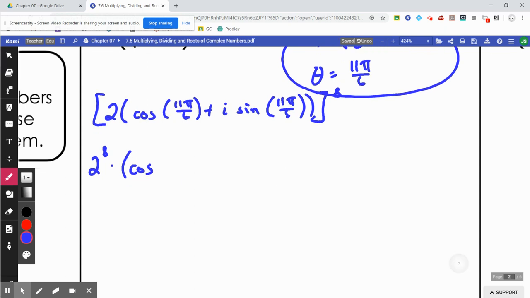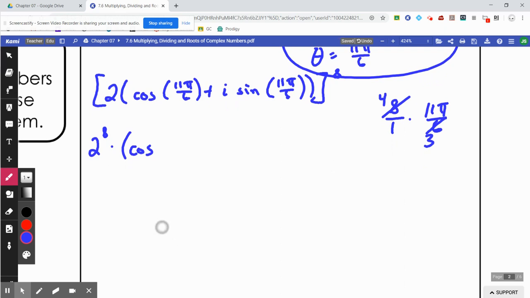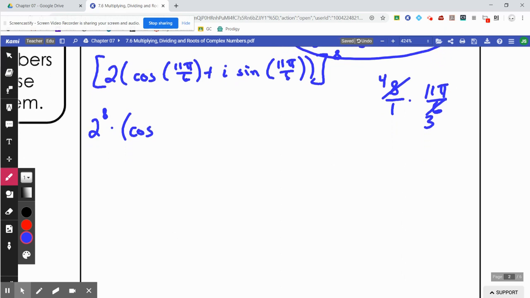So let's come over here to the side and do 8 times 11 pi over 6, and let's cross cancel that. That'd be a 4 and a 3, and that's going to be 44 pi over 3. And I really don't want to deal with that 44 pi over 3. That's a huge angle there. Let's look for how we can use coterminal angles here. Let's take off some rotations.